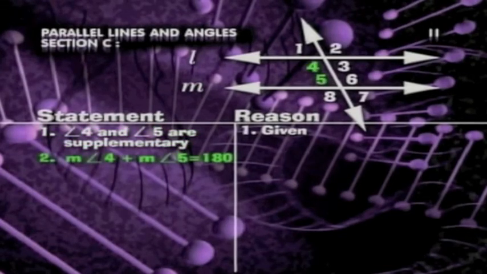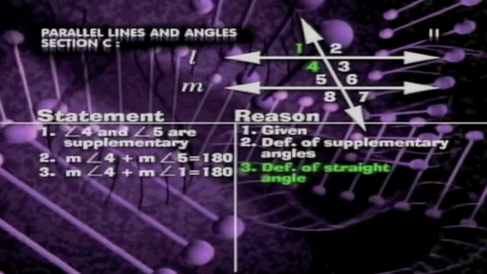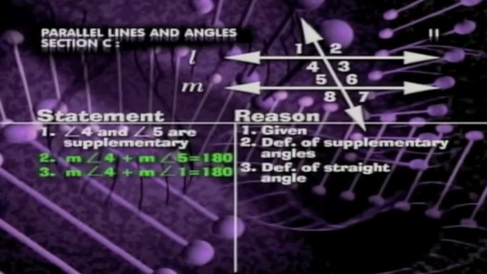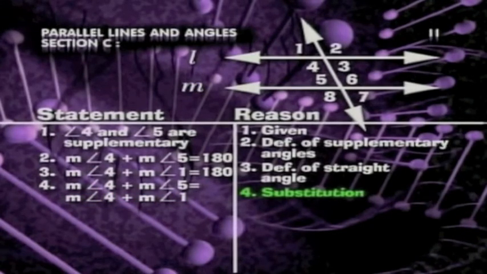Our second statement is the sum of the measures of angle 4 and angle 5 equals 180 because of the definition of supplementary angles. Next, we'll state that the sum of the measures of angle 4 and angle 1 equals 180. This is the definition of a straight angle. In our fourth step, because the equations in steps 2 and 3 equal 180, we can set the two equations equal to one another. The sum of the measures of angle 4 and angle 5 equals the sum of the measures of angle 4 and angle 1. This is possible because of the substitution property.